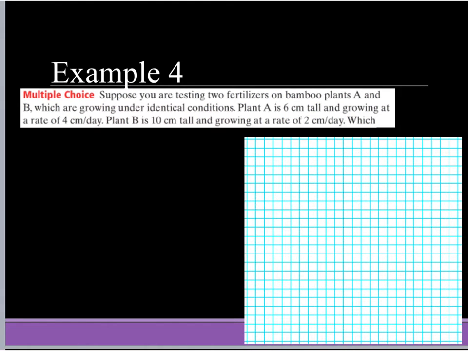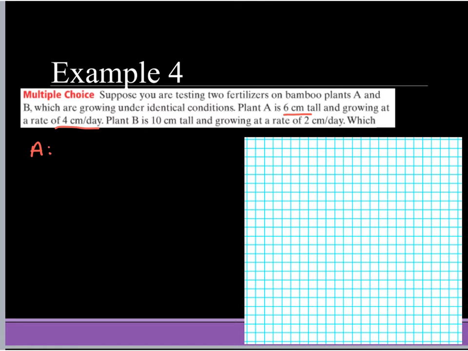So for example 4, it says, suppose you are testing 2 fertilizers on bamboo plants A and B, which are growing under the exact same conditions. It tells us that plant A is 6 centimeters tall, and it's growing at a rate of 4 centimeters per day.